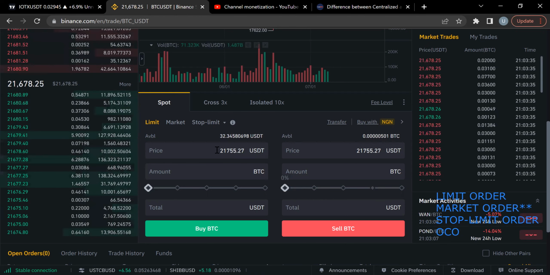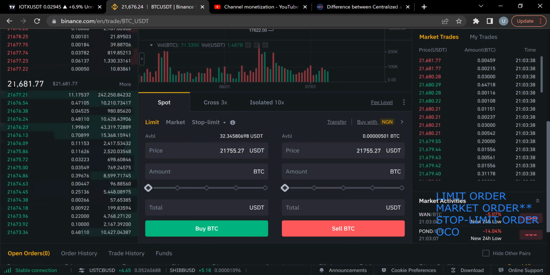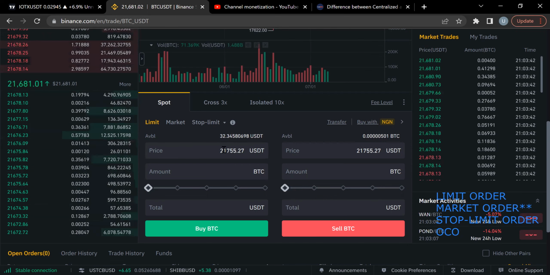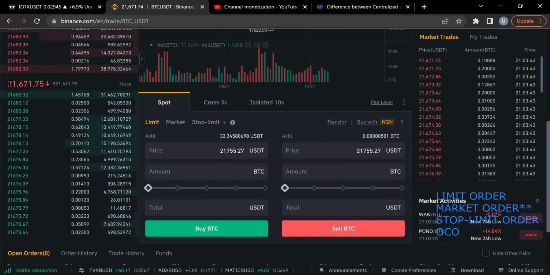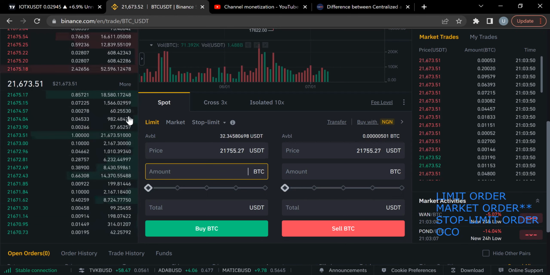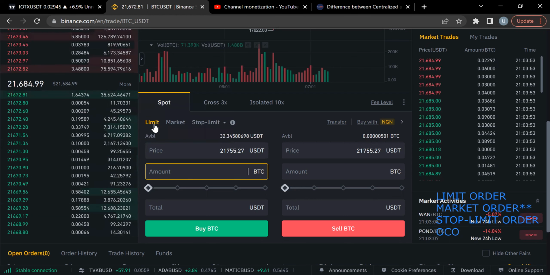Now, I'm not comfortable buying at this point. This price is too high for me. I want to buy Bitcoin, yes, but I don't want to buy it at 21,000. Maybe I want to buy it with the price lower. Then I'm going to use limit order, which is this.